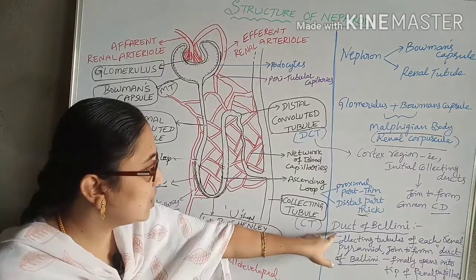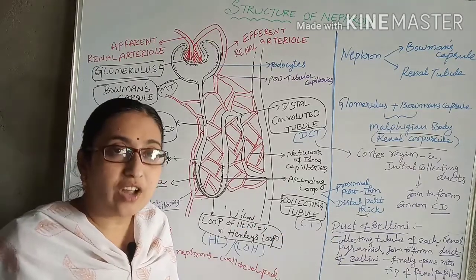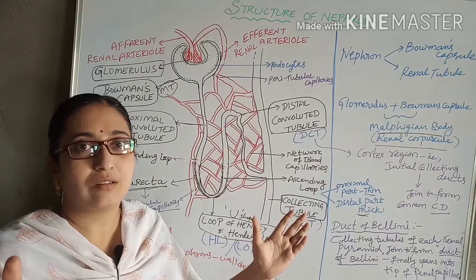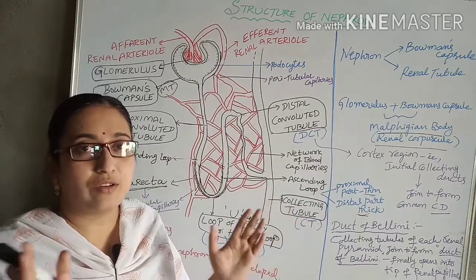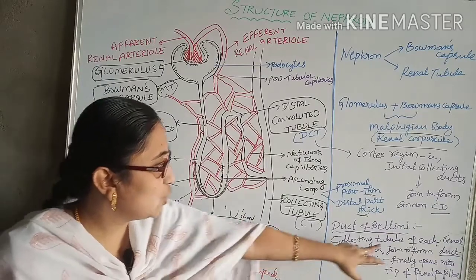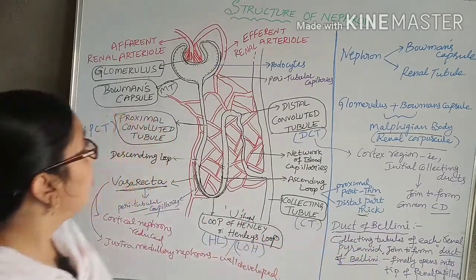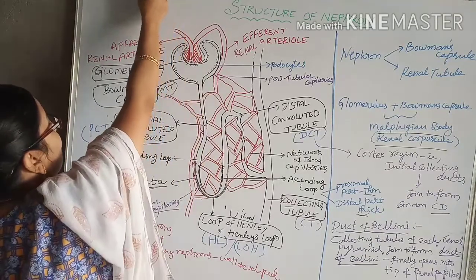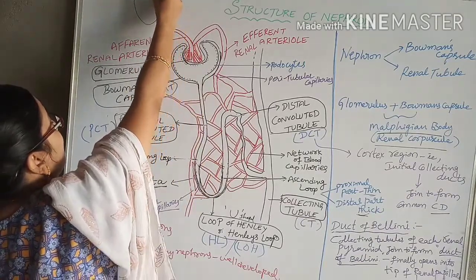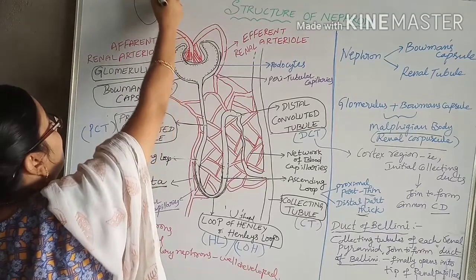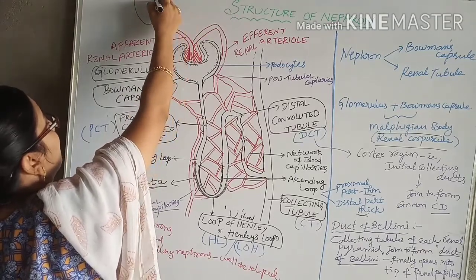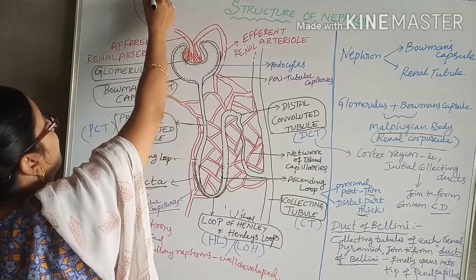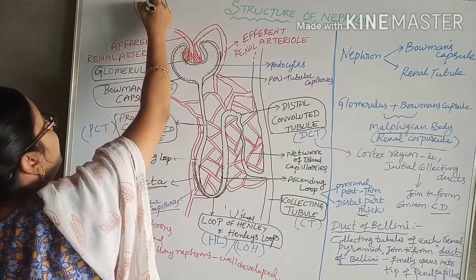Okay, next, what is the duct of Bellini? The duct of Bellini is nothing but the concentrated urine from the collecting tubules of each renal pyramid. You know the structure of the renal pyramid. In the last class I explained that. So the kidney consists of, okay, this is the hilus, and it consists of renal pyramids.